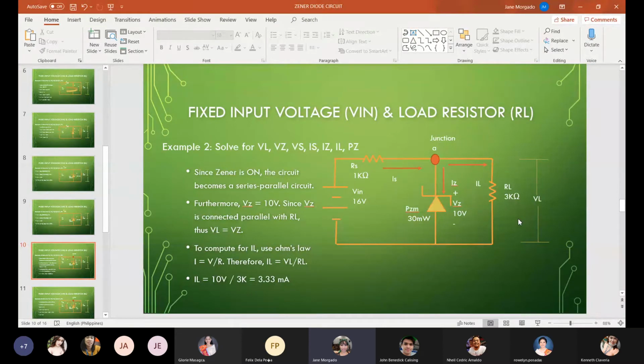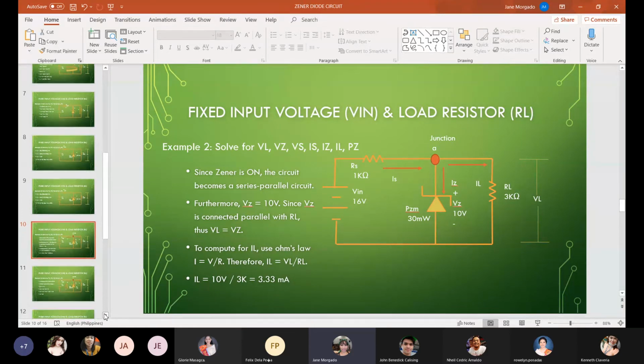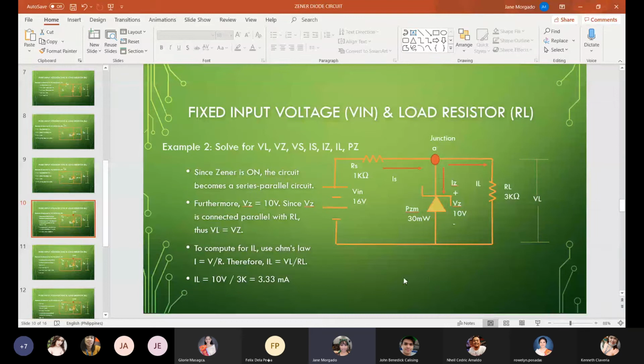To compute for IL, we may use Ohm's law. IL is equal to V over R, so VL of 10 over RL of 3K gives 3.33 milliampere. Is this correct? We have 3.33 milliampere. Remember Ohm's law, Kirchhoff's voltage law, and Kirchhoff's current law, which we will use later.